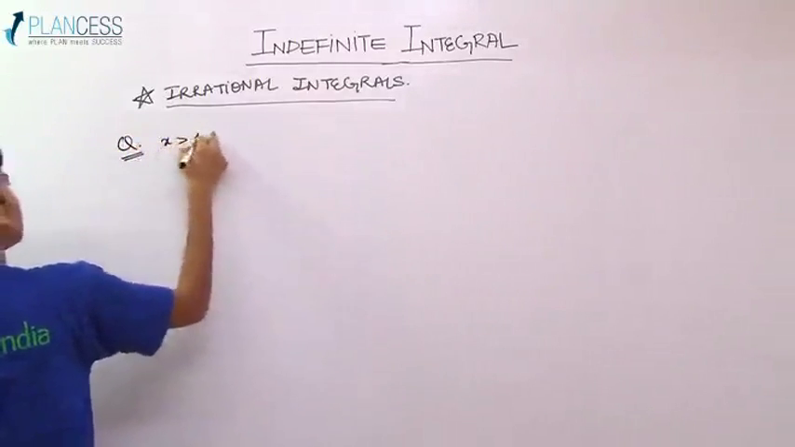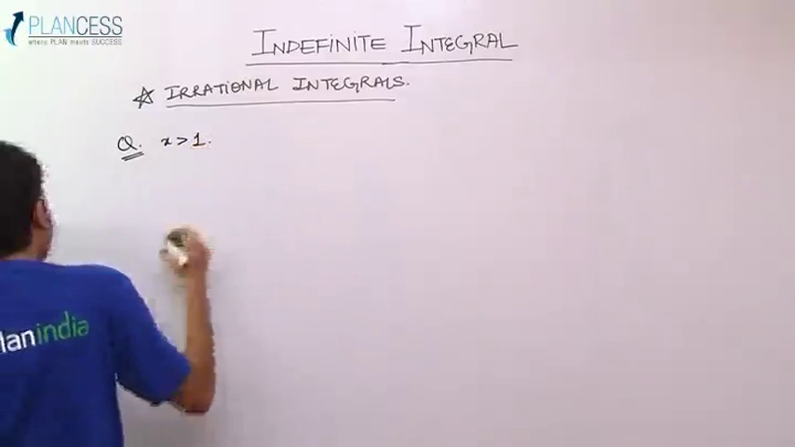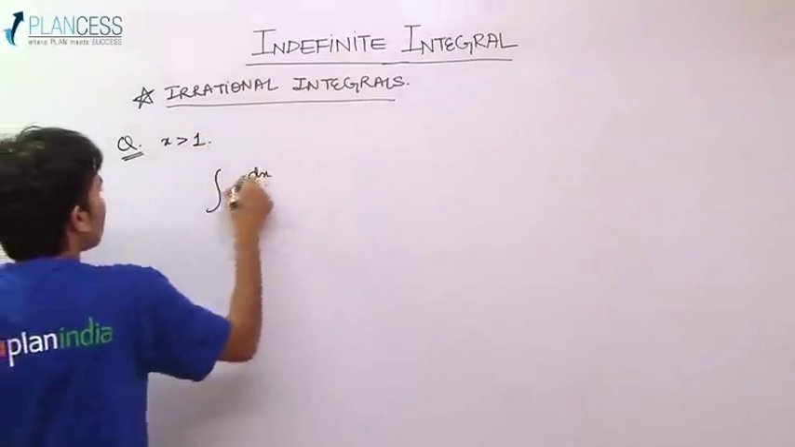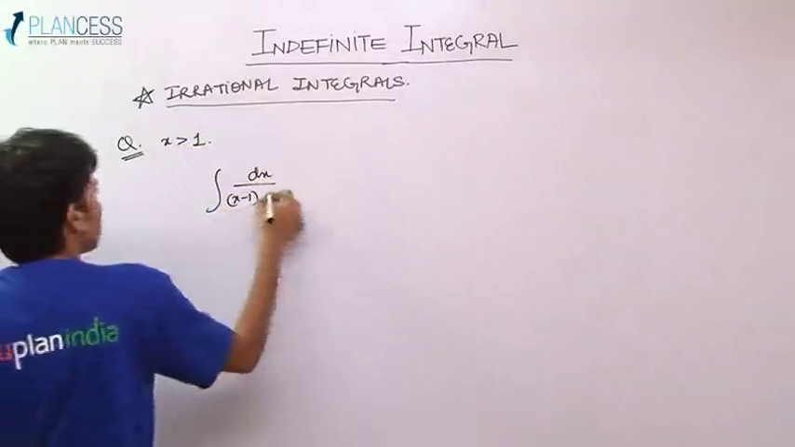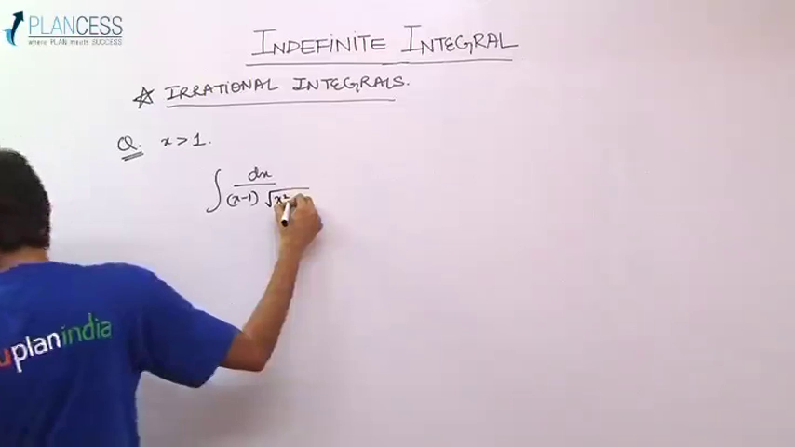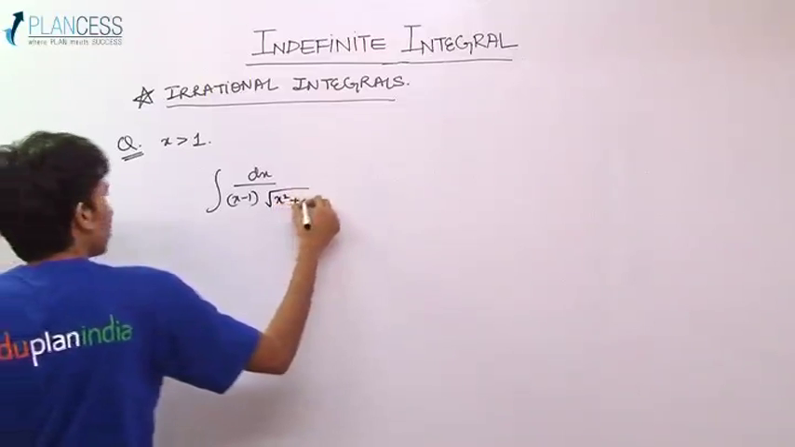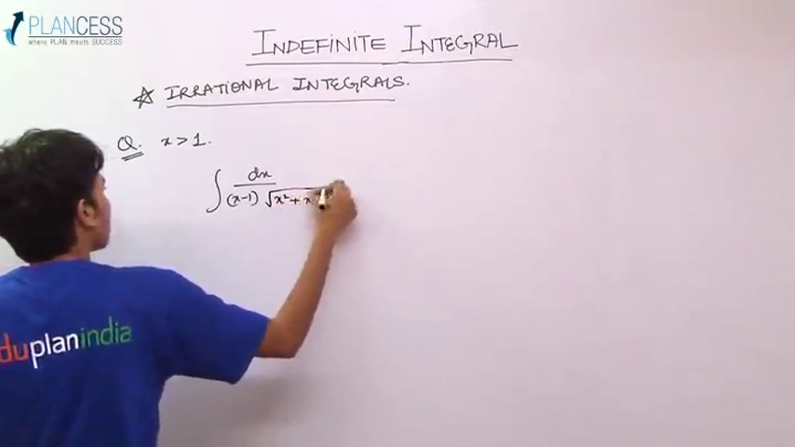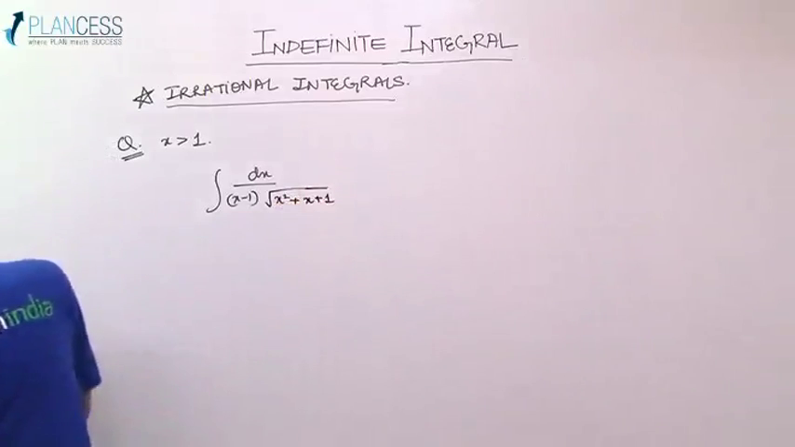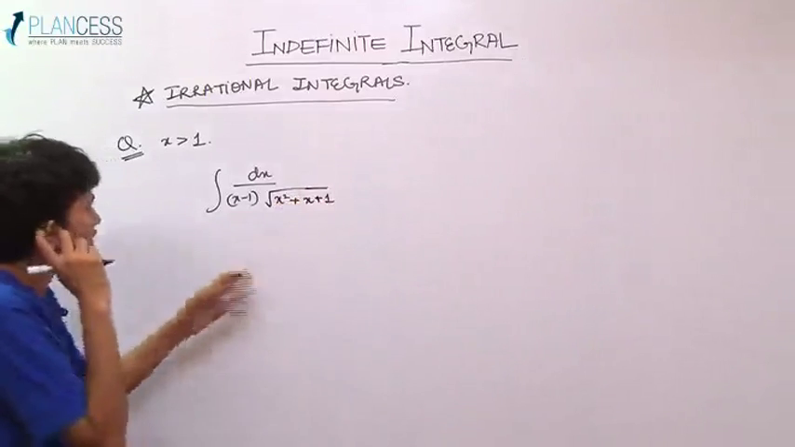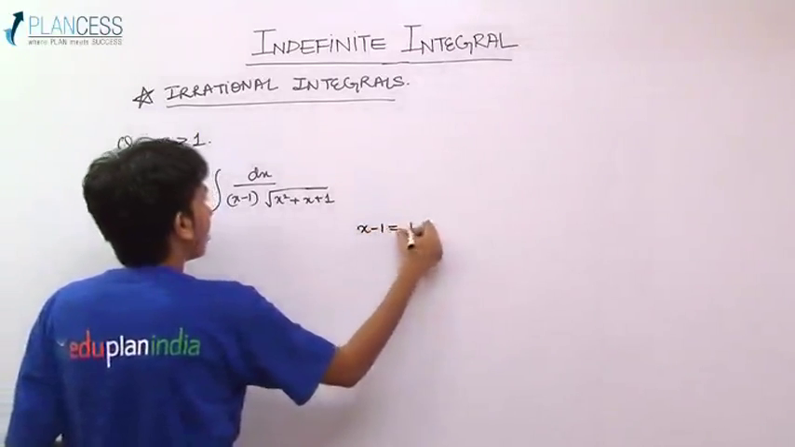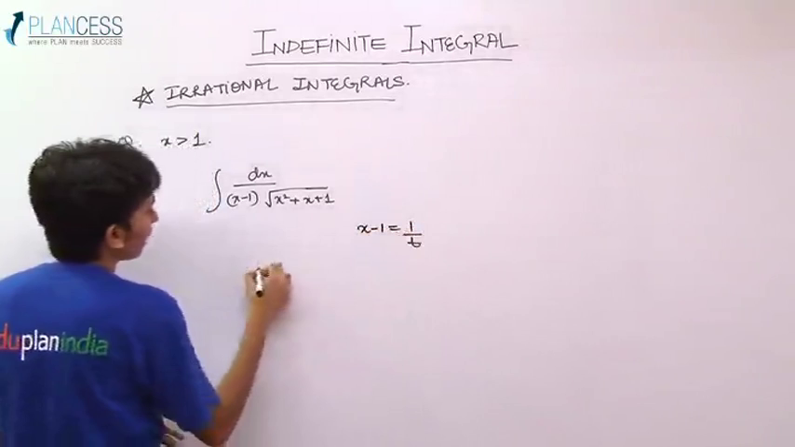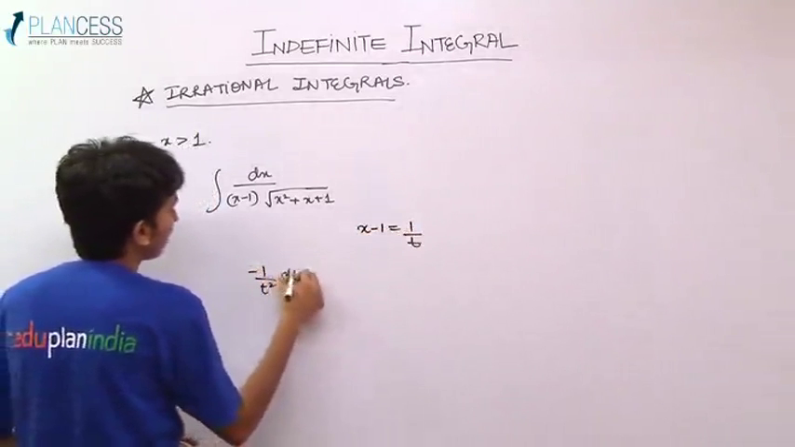Given x greater than 1, just for the function to be valid, we have the integral of dx upon (x minus 1) root of (x square plus x plus 1). Okay, so this is the standard format, so we have to put x minus 1 as 1 by t, that is, dx becomes minus 1 by t square dt.